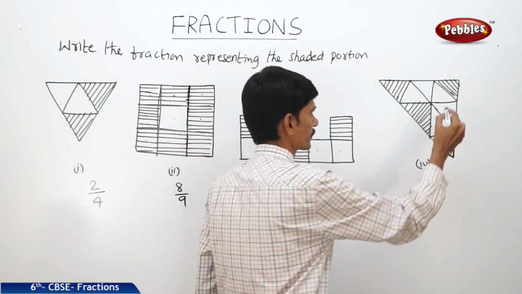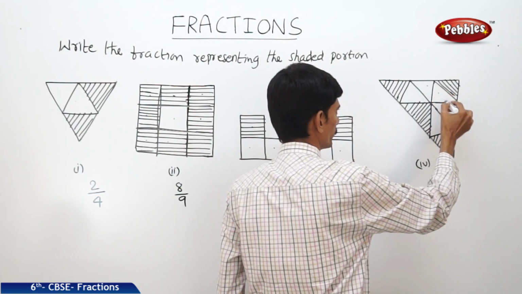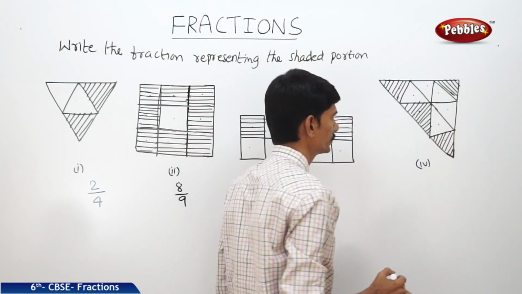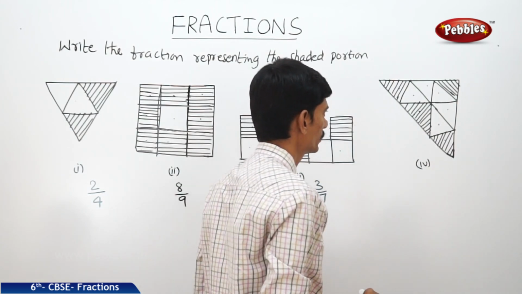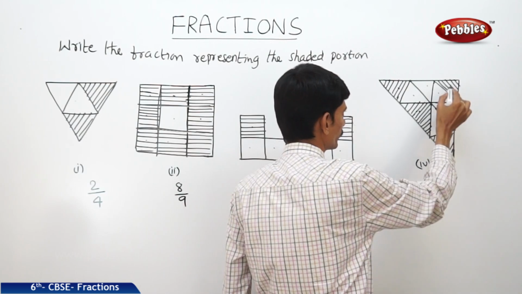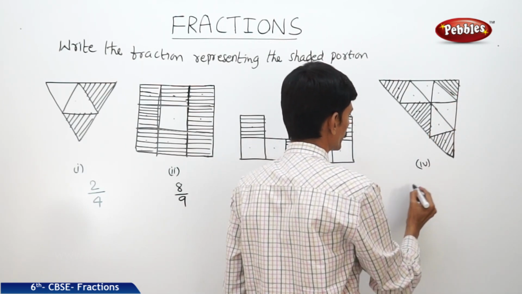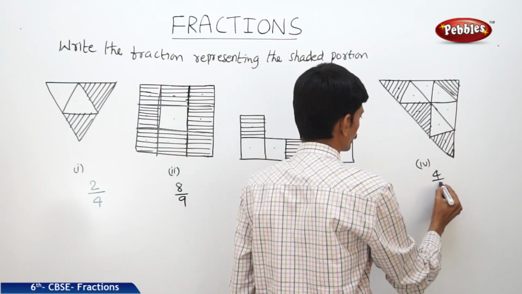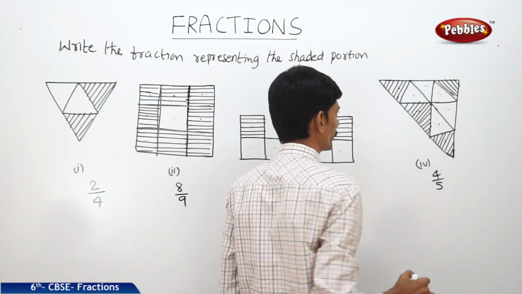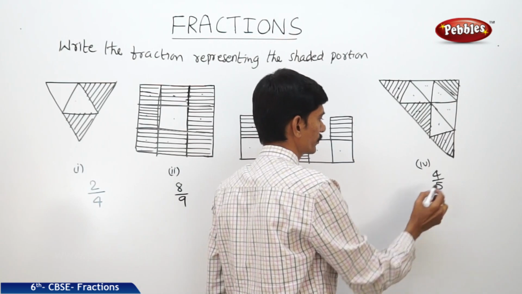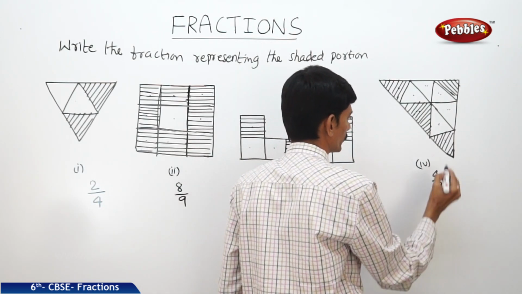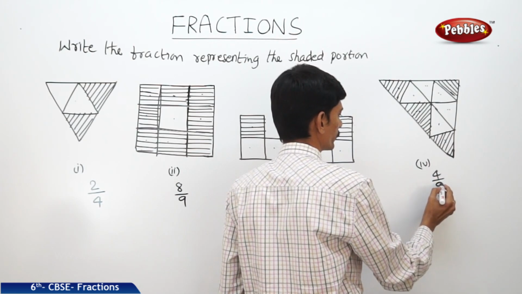Next, in this figure, 1, 2, 3, 4, 5, 6, 7, 8, 9. So there are 9 equal parts, 9 triangles. Out of 9 triangles, 1, 2, 3, 4: 4 triangles are shaded. Then 1, 2, 3, 4, 5: 5 parts are not shaded. So 4 by 9 means 4 out of 9.